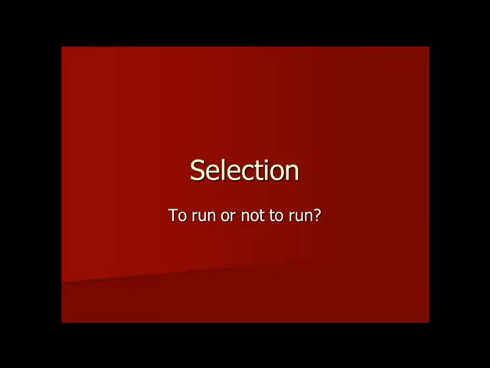Okay, today we're going to be looking at selection. Selection is basically what we use when we are looking at decisions. Do you want something to happen or do you not want something to happen? If this is true, then do this, otherwise do this. Anytime you have a decision to make in a program, you're going to be using some sort of selection statement.